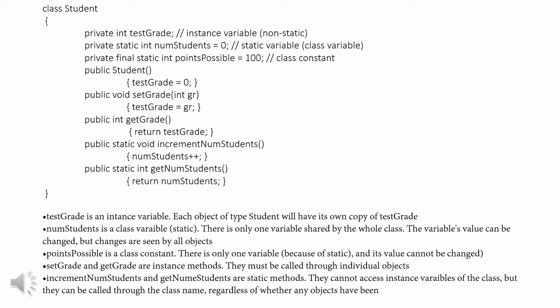Public static void incrementNumberOfStudents. That's a method that is going to increase the number of students each time I create one object, one student, right? This one, as you see, is static, and inside this method I can use just the static variables. The static variable here is numberOfStudents.